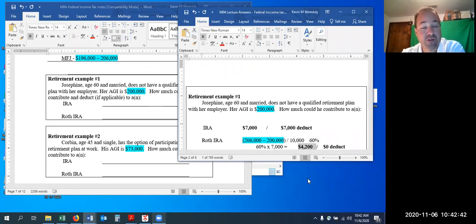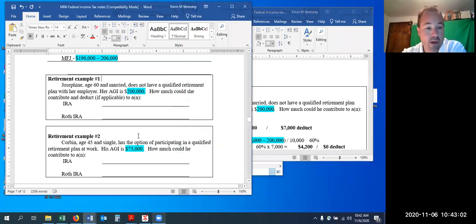She could put into this Roth IRA $4,200, but you don't deduct any of it. That's because when you take it back out, when you retire, that and the earnings aren't taxed. You deduct zero, nothing now, but later on you reap the reward.